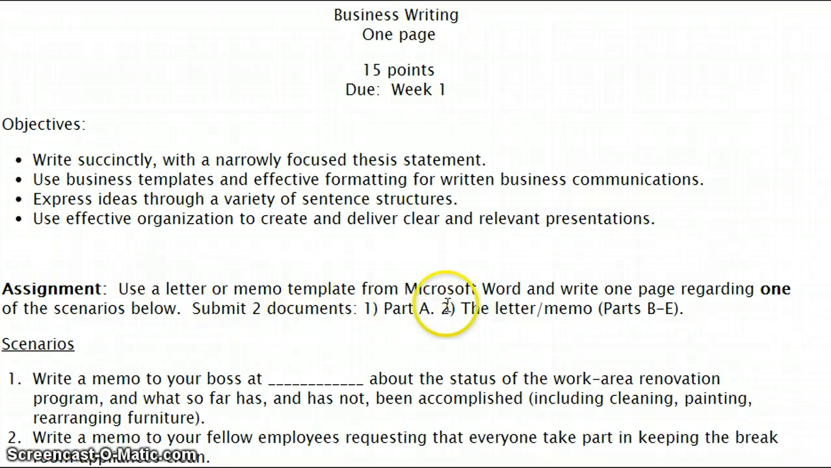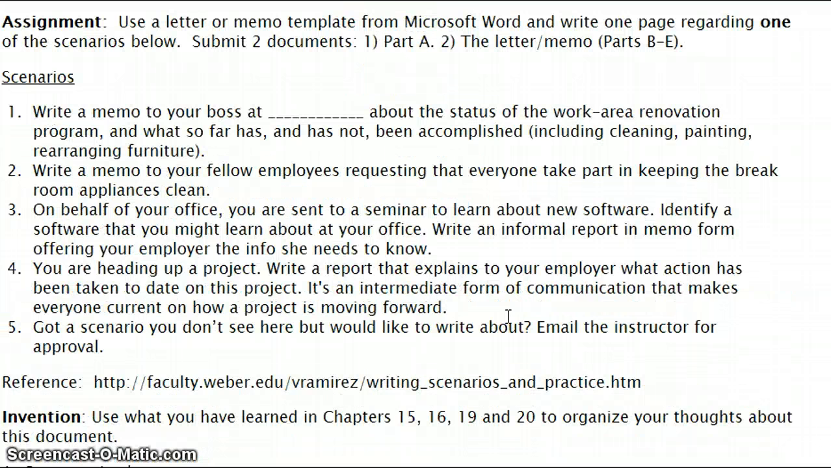So the students, this confuses them, so if you have a better way of saying it, please let me know. Basically, they're writing a letter or a memo, and I expect 2 documents. 1, I expect part A, which is below, and then 2, I expect the letter.